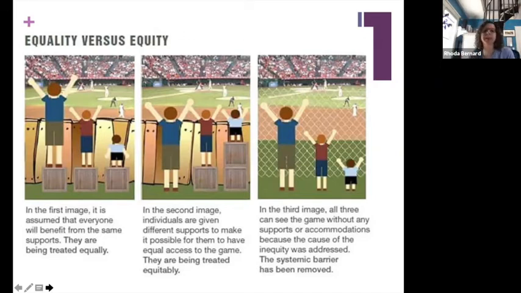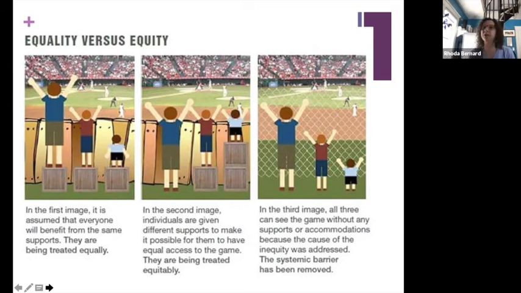So in the first image, all 3 people are given the same thing, equal. Each person has 1 square, 1 block to stand on. But all 3 of them are not able to reach the objective. In the second image, they are given different things. 1 person doesn't get anything, 1 person gets 2 blocks. And now all of them can see the baseball game over the wall.